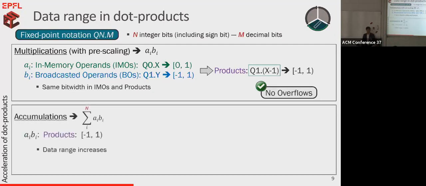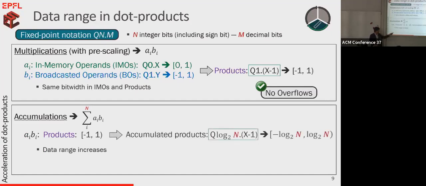Now, the picture is different when we consider accumulation. Why? Because in this case, we have individual products which must be accumulated, in general, n times. And again, each of them is between -1 and 1, but they can increase the data range of the output. So in this case, the number of integer bits required to represent the output grows logarithmically with the number n of accumulations, which is a good thing because it means that it's not exploding with the number of accumulations, but still it means that it's increasing. The data range increases. So we have overflows. And our solution in this case is to manage this type of overflows directly in hardware.